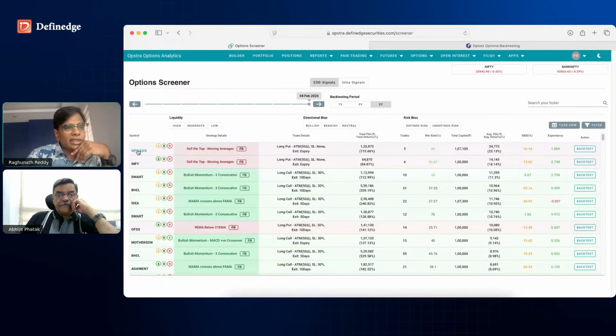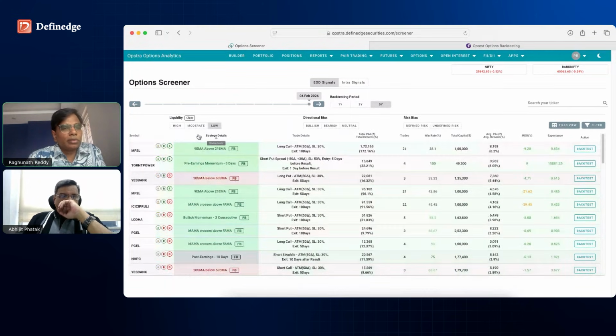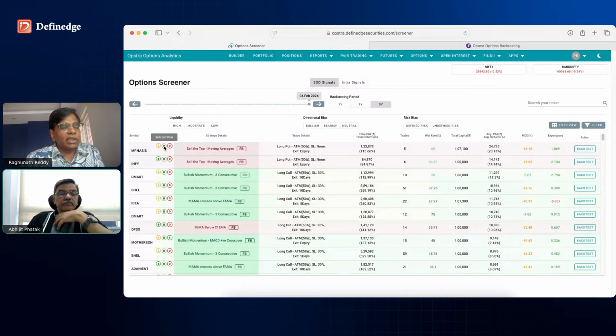And here you see 3 things. We want to give you a bird's eye view of what is happening. One is the liquidity indicator, whether it is liquid or not. If it is green, it means highly liquid. If it is orange, it means moderately liquid. If it is gray, it means illiquid, so not much liquidity in those options. The next one is whether it is a defined risk strategy or an undefined risk strategy.